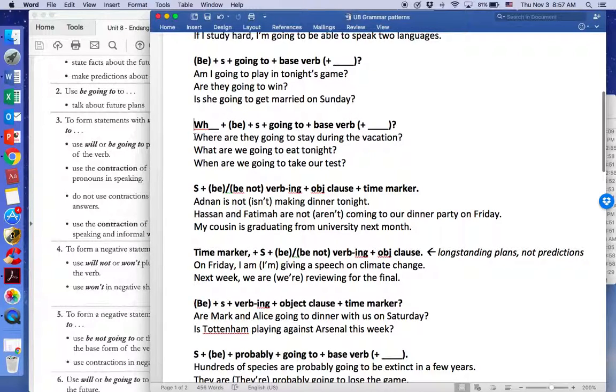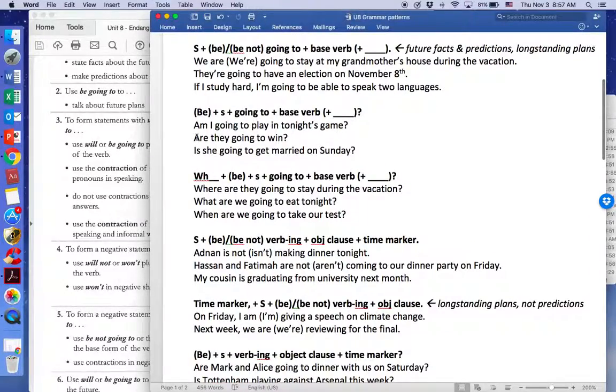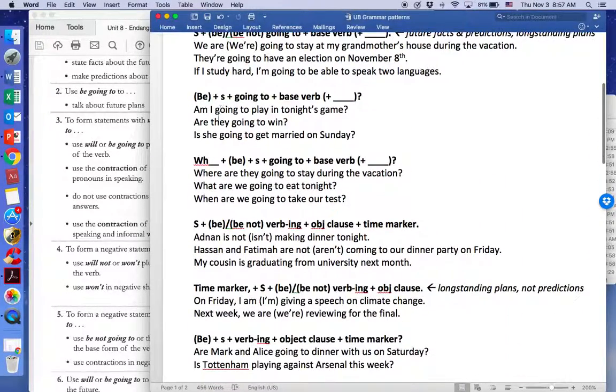Next, making WH questions, very much like the will questions, we just add the WH word before the question order, for the question format. Where are they going to stay during the vacation? Right? So that would require information. They are going to stay at my grandmother's house during the vacation. They are going to stay at a hotel during the vacation.